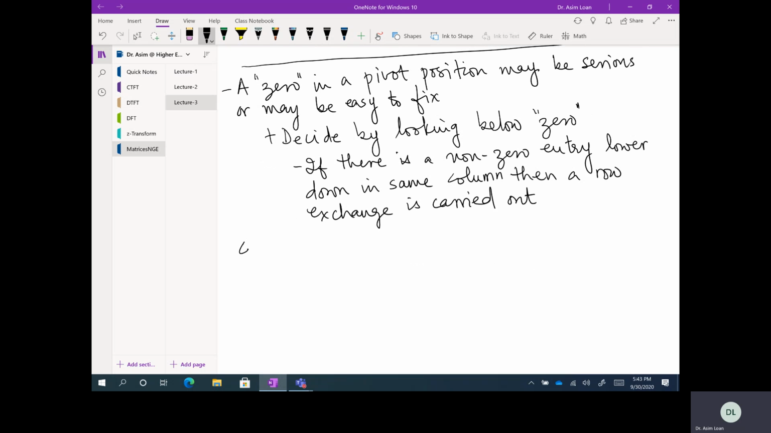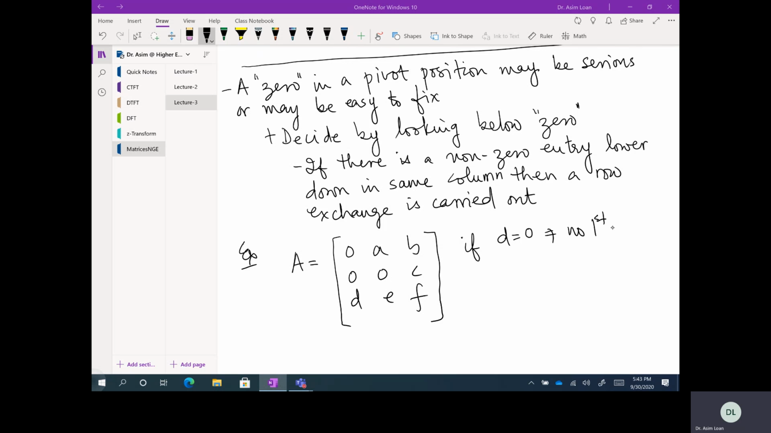Let's see an example. You have A equals 0, A, B, 0, 0, C, D, E, F. If D equals 0, it implies no first pivot, because these are already zeros. So if D is 0, then there is no first pivot.